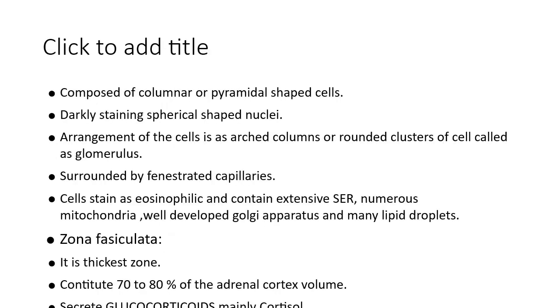Zona glomerulosa is composed of columnar or pyramidal shaped cells which have a darkly staining spherical nucleus. The cells are arranged as arched columns or rounded clusters, which are called glomeruli. They are surrounded by fenestrated capillaries. The cells take up eosinophilic stain. Why do they appear acidophilic or eosinophilic? Because they contain an extensive amount of smooth endoplasmic reticulum, numerous mitochondria, a well-developed Golgi apparatus, and many lipid droplets.